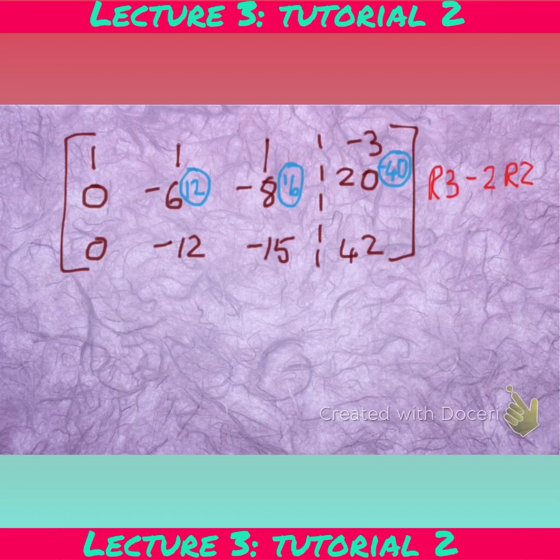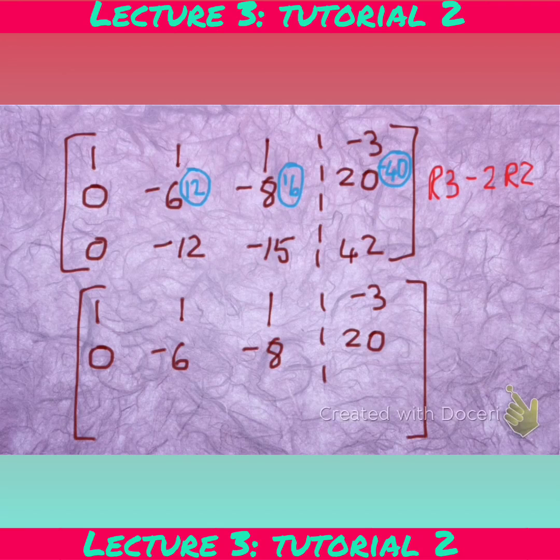So now I'm going to create a new matrix. The first and the second rows are going to stay the same. It's only the third row that's going to change. Right, so the first row stays the same, second row stays the same, and the last row is going to change to, first entry is going to stay 0. The second entry is going to change to 0 because it's 12 plus minus 12. The next entry is going to be 16 minus 15, which is 1. The last one is minus 40 plus 42, which is 2.